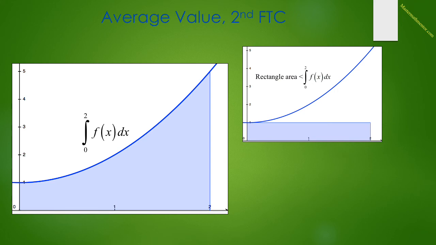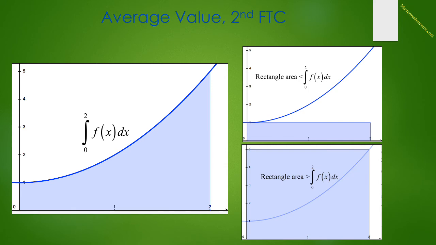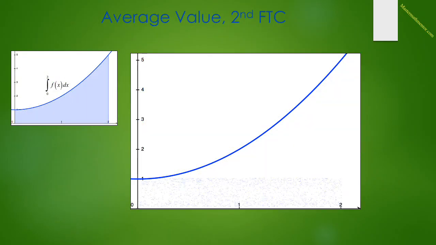It is clear that this rectangle with base 2 has an area that is less than the integral from 0 to 2 of f of x dx. And it is clear that this rectangle with base 2 has a rectangular area that is greater than the integral from 0 to 2 of f of x dx. So there must be some rectangle with base 2 whose height is somewhere between 1 and 5 that has the exact area as the integral from 0 to 2 of f of x dx.